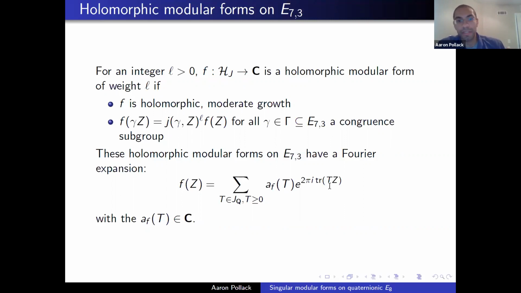exceptional upper half space. T is an element of some rational lattice in J, and it's positive semi-definite. And T times Z is, well, there's some pairing on this space J, and you can take this pairing and then exponentiate and add this all up, and that's the Fourier expansion. So it's supposed to remind you of the classical Fourier expansion of modular forms.